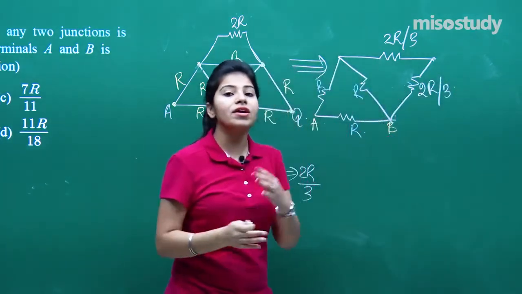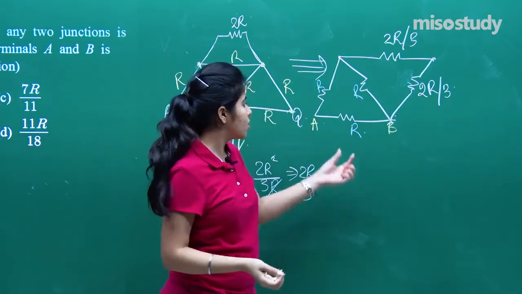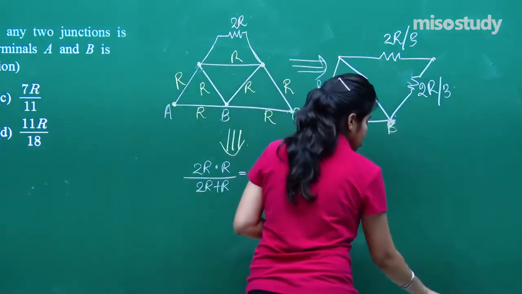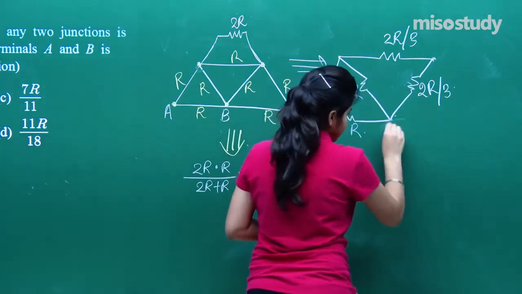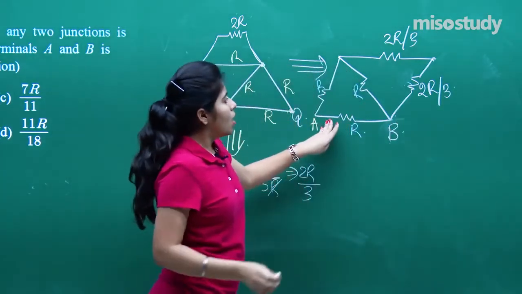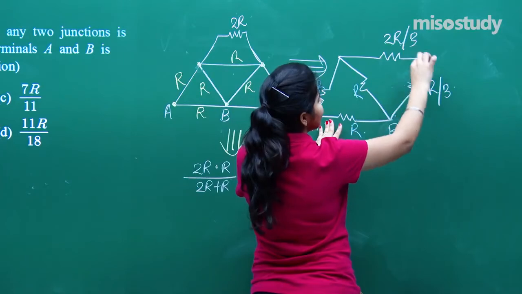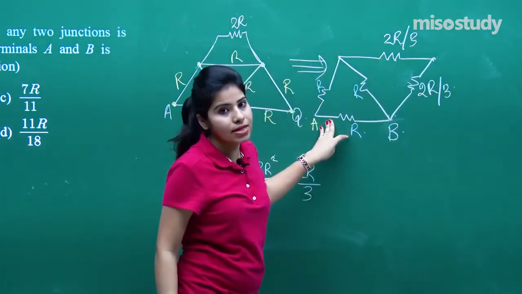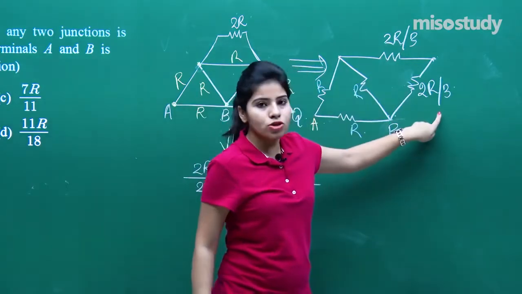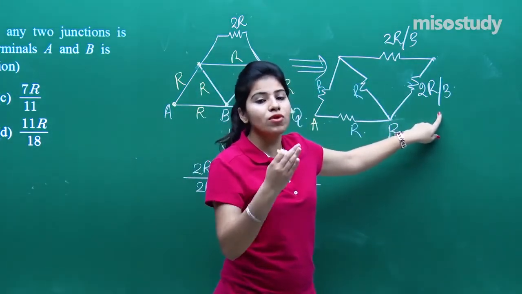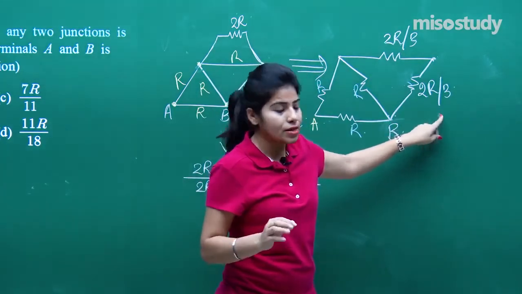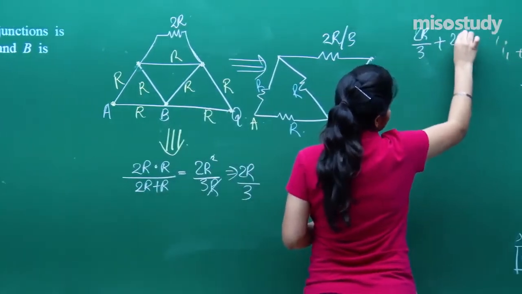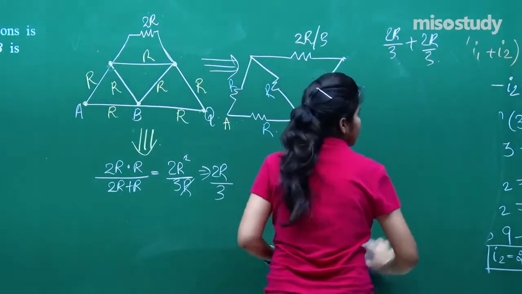Right? Now the figure has been simplified further. We have to find the resistance between A and B. This is point B. What more can we do? We can see that these two resistors, 2R by 3 and 2R by 3, are connected in series. So adding 2R by 3 plus 2R by 3, we are left with 4R by 3.